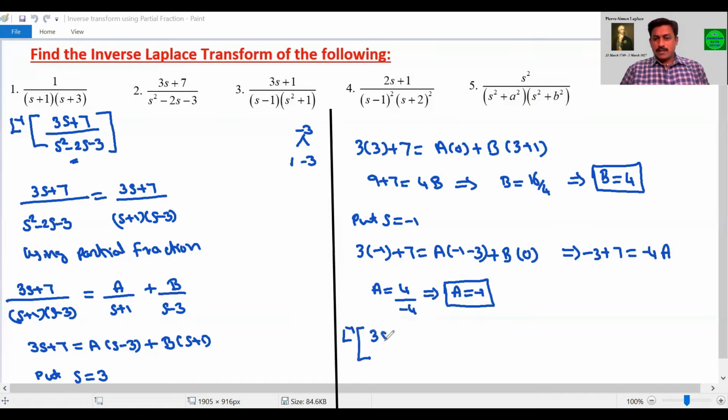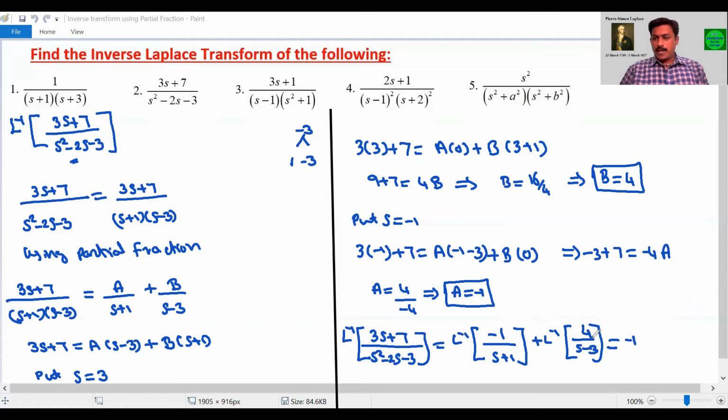L inverse of (3s + 7) divided by (s square minus 2s minus 3) equal to, A value is minus 1, substituting this, we will get L inverse of minus 1 divided by (s + 1), B value is 4, L inverse of 4 by (s - 3). So we know that L inverse of 1 by (s + a) is e power minus at. Here a value is 1, we will get e power minus t. Then I can take the 4 out and the remaining term L inverse of 1 by (s - 3).